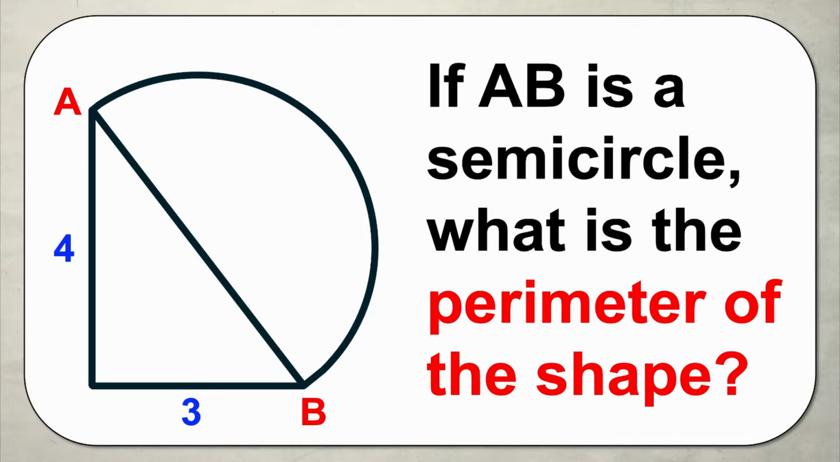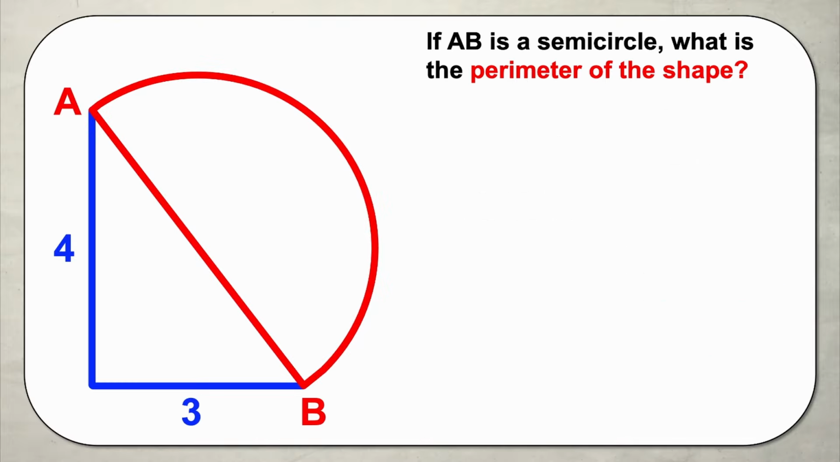If AB is a semicircle, what's the perimeter of this shape? So we have a composite shape that is a semicircle and a right triangle. And I need to calculate the perimeter, which is the distance around the outside. But the only two values I'm given are 3 and 4. How do I calculate the perimeter of the entire shape?